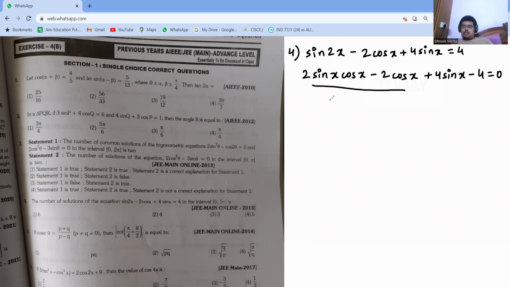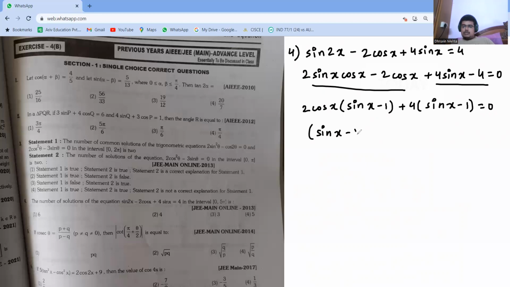See, in the first two terms, what is common? 2 cos x. So in the bracket we will get sin x minus 1. Over here, what is common? 4. So we'll get sin x minus 1. So we'll get two brackets. One is sin x minus 1. Second is 2 cos x plus 4.